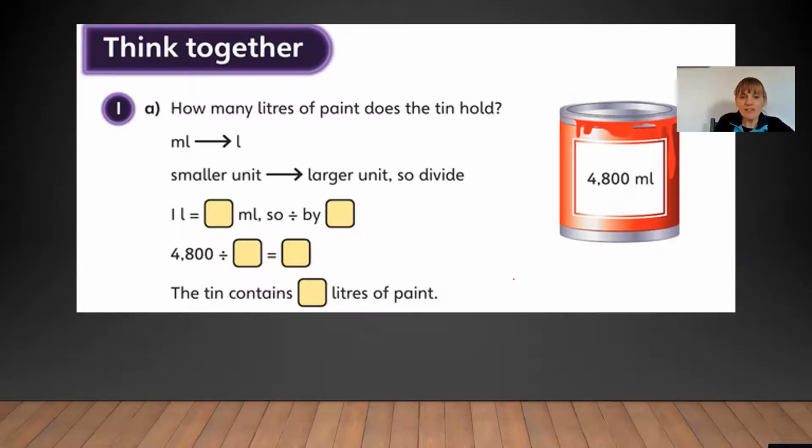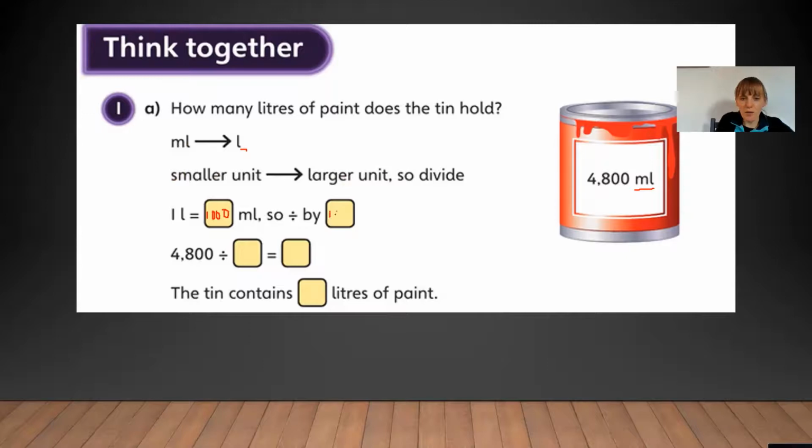How many litres of paint does the tin hold? Now we can see that the tin is in millilitres and it wants us to convert into litres. Now millilitres, they are the smaller units of capacity. So you've got lots and lots of little millilitres that make up to get to a litre. So in 1 litre, we would have 1,000 millilitres. Now this is talking us through the steps. So it's saying here, the smaller unit, the millilitres, is going into the larger unit. That's what we're trying to change it into. So we must divide. Now a little recap, 1 litre is the same as 1,000 millilitres.